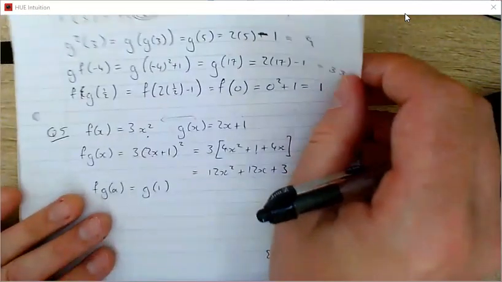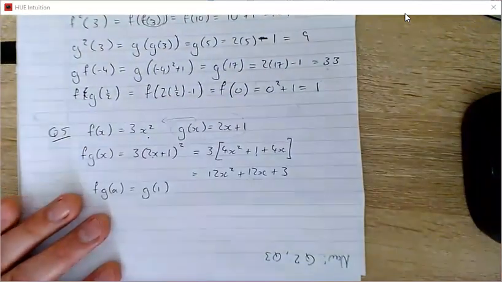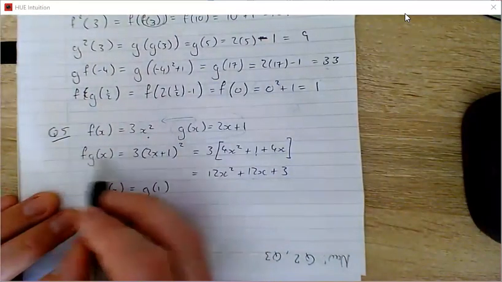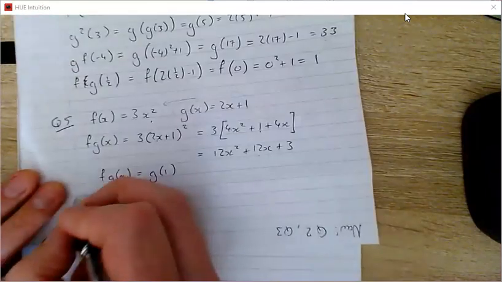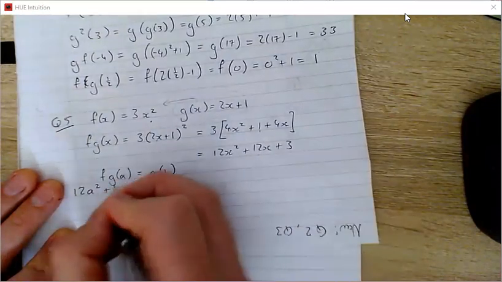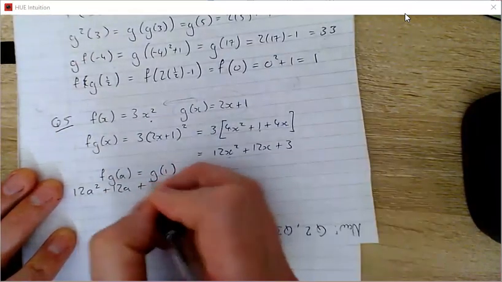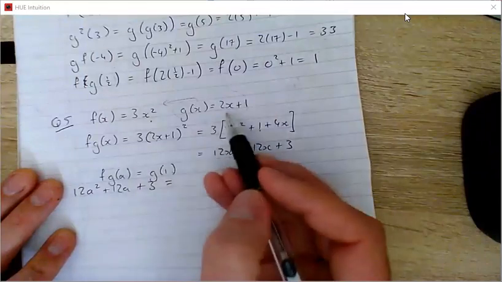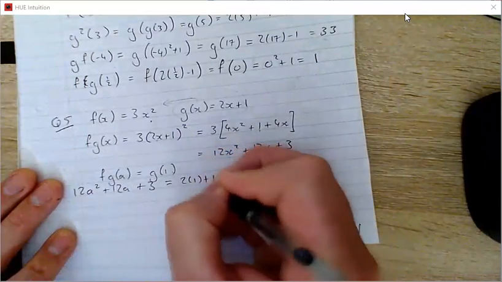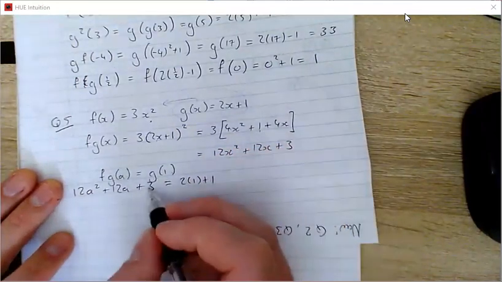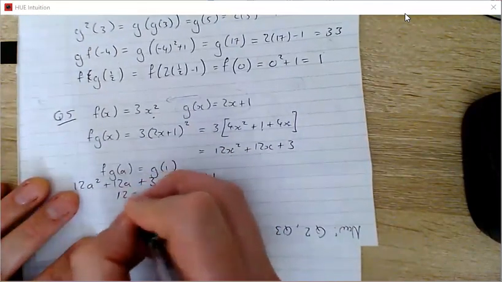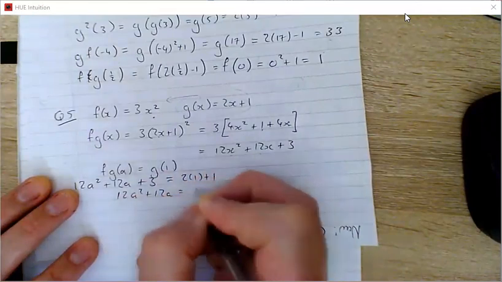And the second part of that question says, hence solve the equation f of g of a equals g of 1. Well, f of g of a we've already got, so that's going to be 12a squared plus 12a plus 3 equals, and g of 1, if you plug 1 in there, you get 2 times 1 plus 1, okay, which is 3. You move that over, it's going to cancel with this 3 here. So we're going to get ourselves 12a squared plus 12a equals 0.